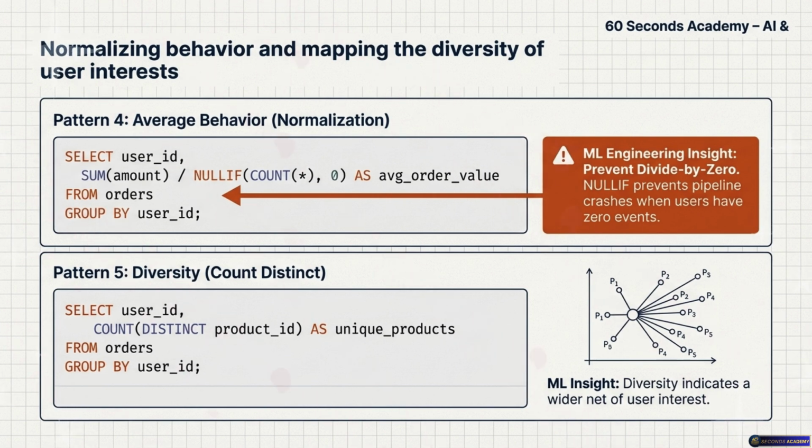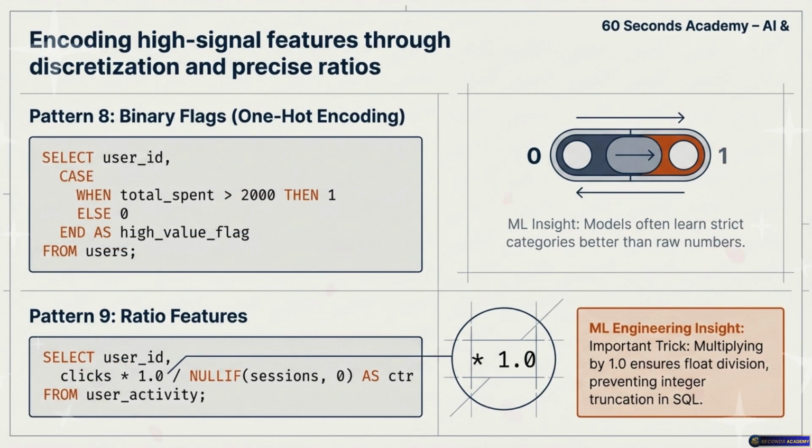For a recommendation engine, diversity indicates broader interest. It's the golden rule in e-commerce. If a user exhibits high diversity, the algorithm can confidently recommend a wider variety of new, untested products to them without risking alienating them.